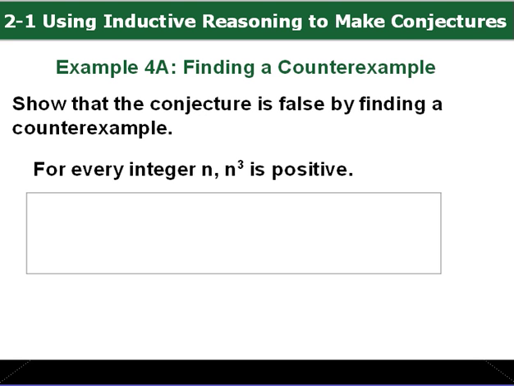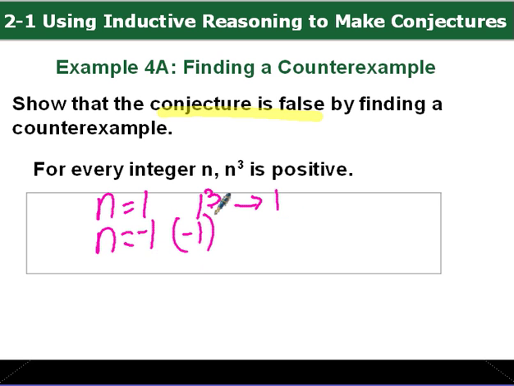So in this one, we want to show that the conjecture is false by finding a counterexample. So we know that it's going to be false. We're told that. The conjecture: for every integer n, n cubed is positive. So we're thinking, integers are our positive and negative numbers, including 0. So when n is 1, 1 cubed is 1. Well, that's positive, so that's not working so well. Now let's pick a negative number, and n is negative 1. Make sure you cube negative 1 as your base, and that's going to be negative 1. So right there I have a counterexample when n equals negative 1.